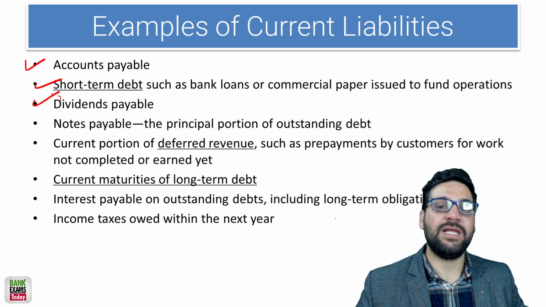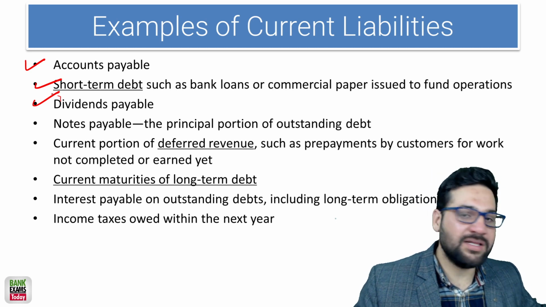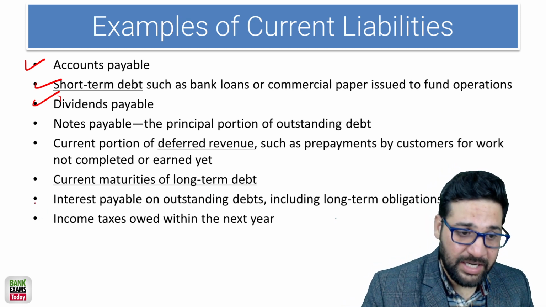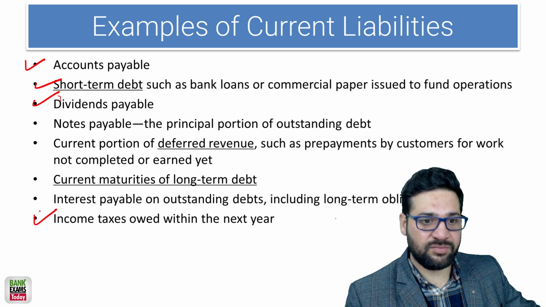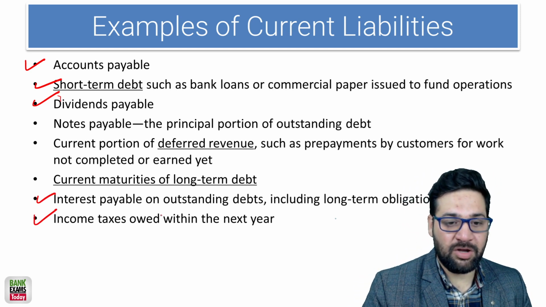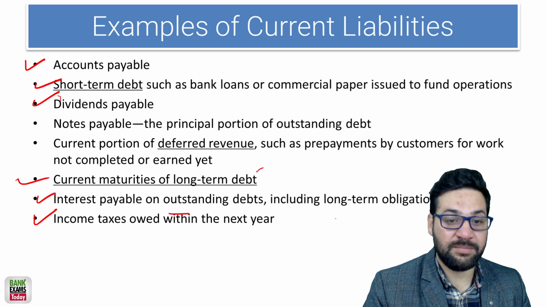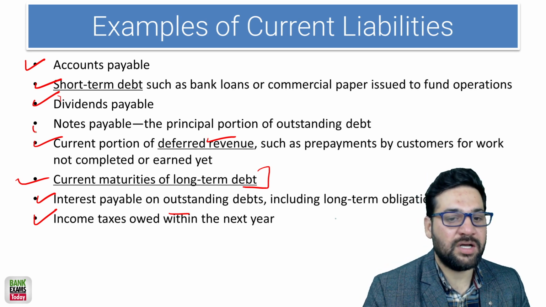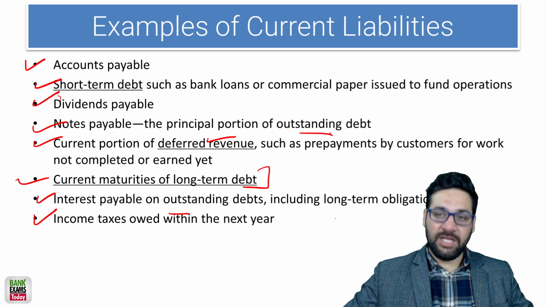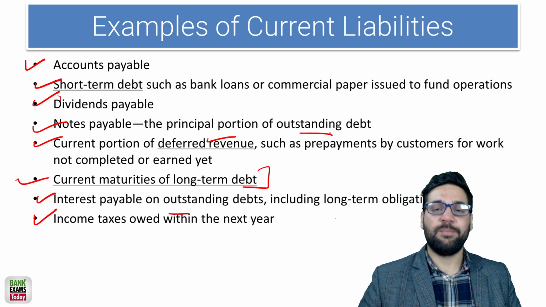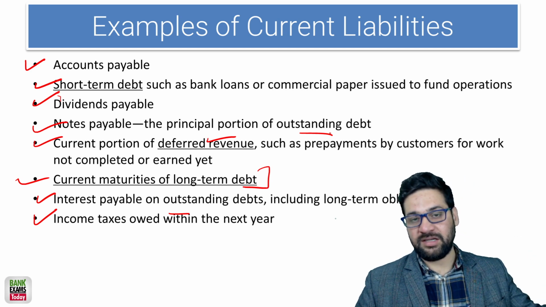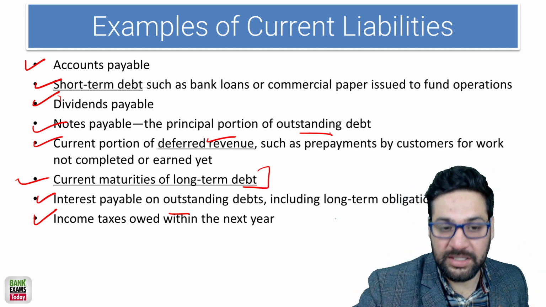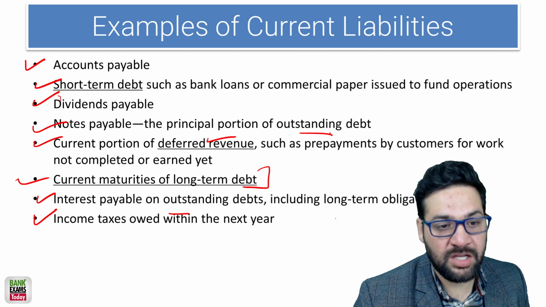You have a 20-year loan but its EMI is next month or 15 days later, that EMI is your current liability. Okay. Income tax that you need to pay within next 15 days or next 5 months, 6 months. The interest payable on outstanding debt, the current maturity of long-term debt, very important, current portion of deferred revenue, or notes payable, the principal portion of anything, even if there is a long-term debt, but if it is payable within next 5 days, 10 days, 20 days, 30 days, that is a current liability. I hope that is quite understandable. Remember this.